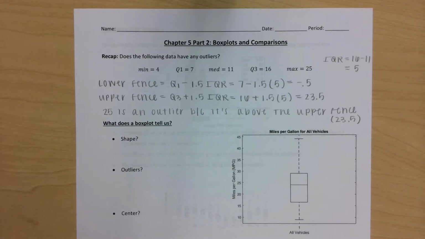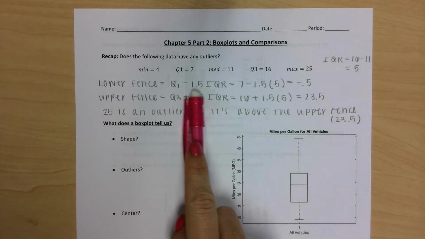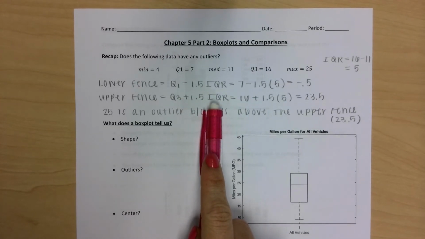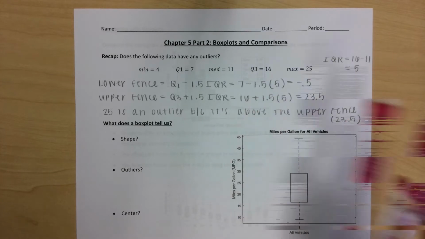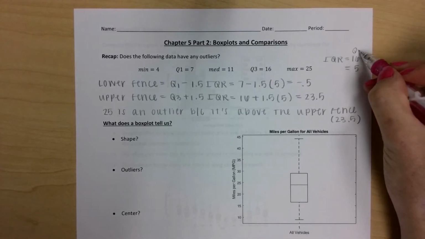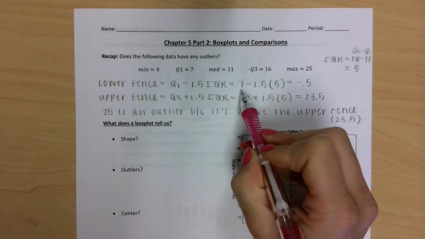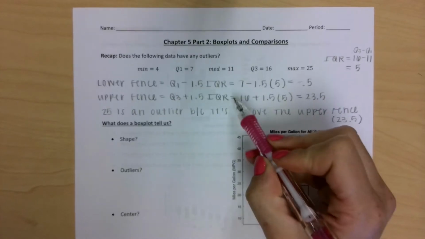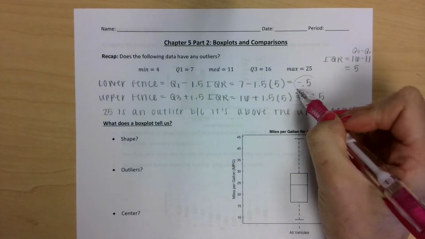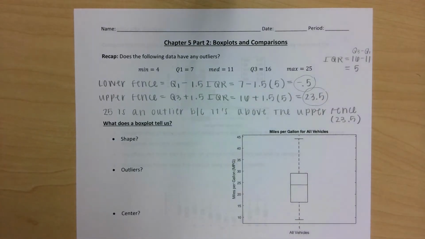When we are identifying if there are any outliers, we need to calculate our lower and upper fence. I have the two formulas here for you. Remember that with that 5-number summary, you will need to calculate the IQR yourself by taking Q3 and subtracting Q1. After you have that, you can plug everything into your equations here, and you get your lower fence at -0.5, upper fence at 23.5.